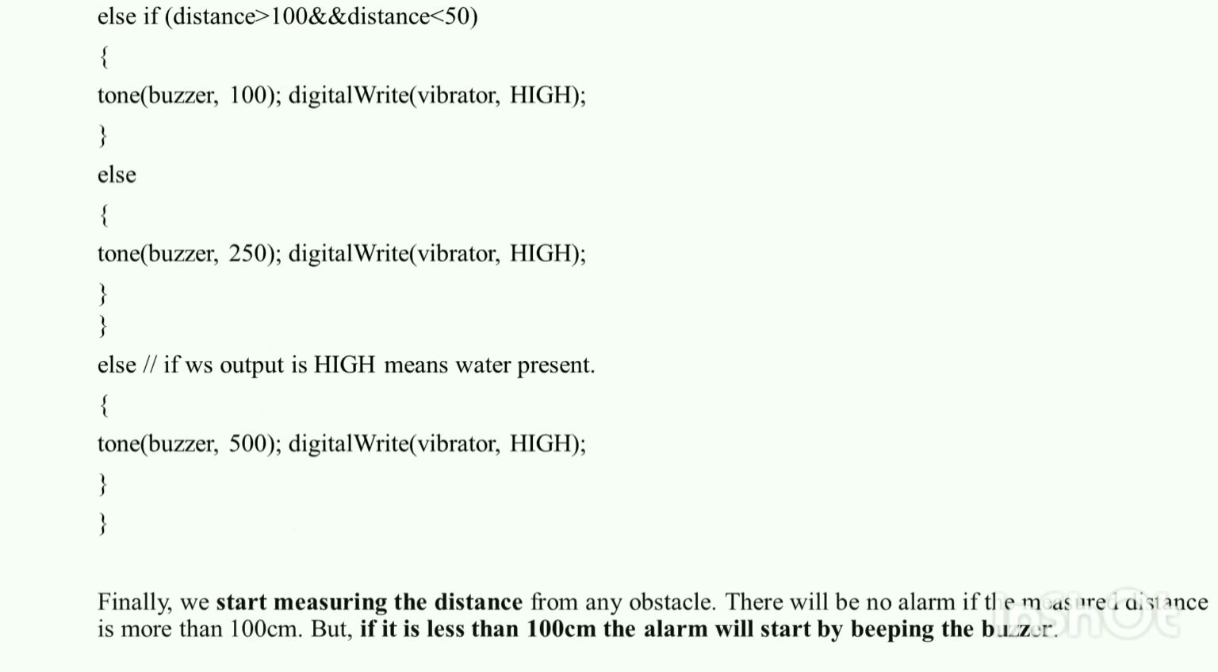And then after that the vibrator is high. It means if the water sensor output is high, water is present. So finally, we start measuring the distance from any obstacle. There will be no alarm if the measured distance is more than 100 centimeters. But if it is less than 100 centimeters, the alarm will start by beeping the buzzer. So this is all about the software required.